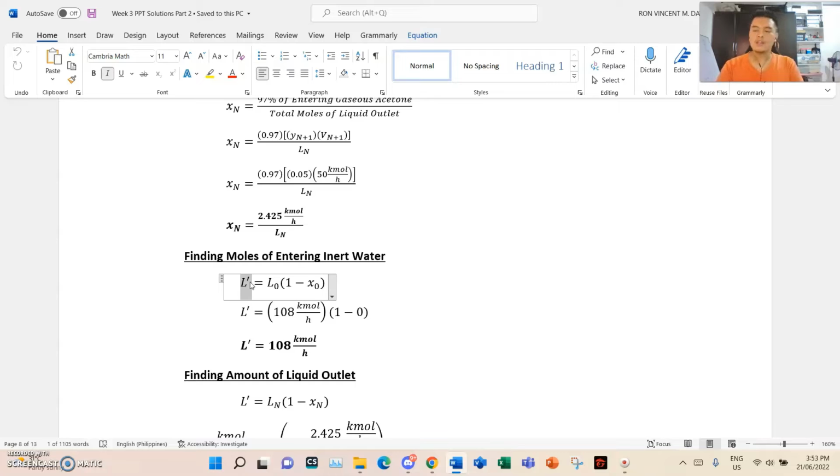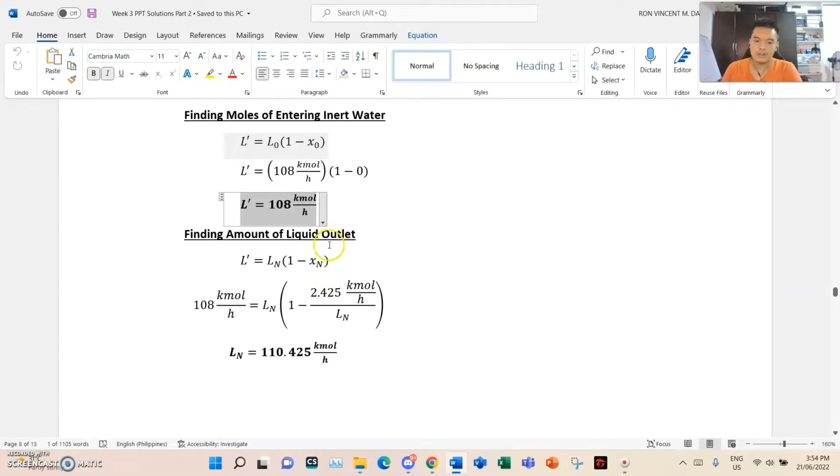So this is a mole ratio formula, and to do so, we need to find out the inlet liquid and the mole fraction of a component. Since there's no acetone in pure water, this may equate to 0, and from the given, the amount of water going in is 108 kilomoles per hour. That means the amount of inert water is also 108 kilomoles per hour.